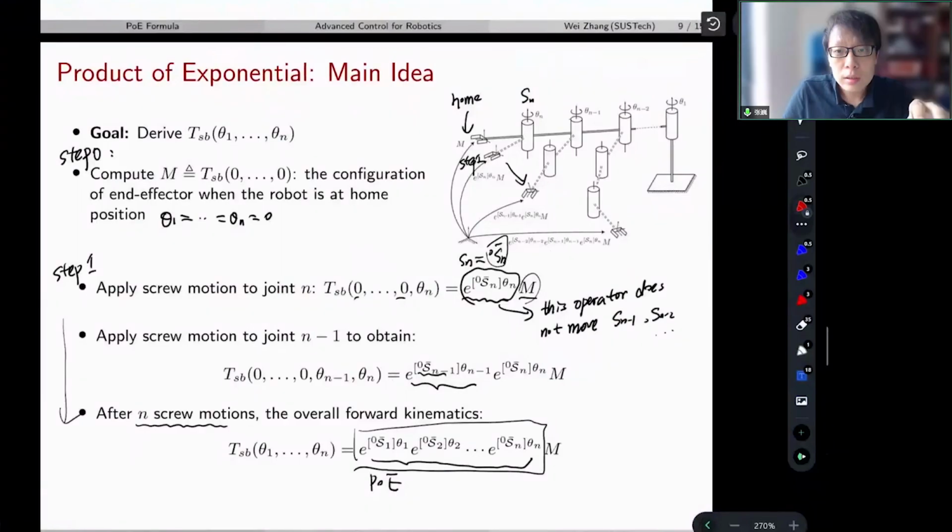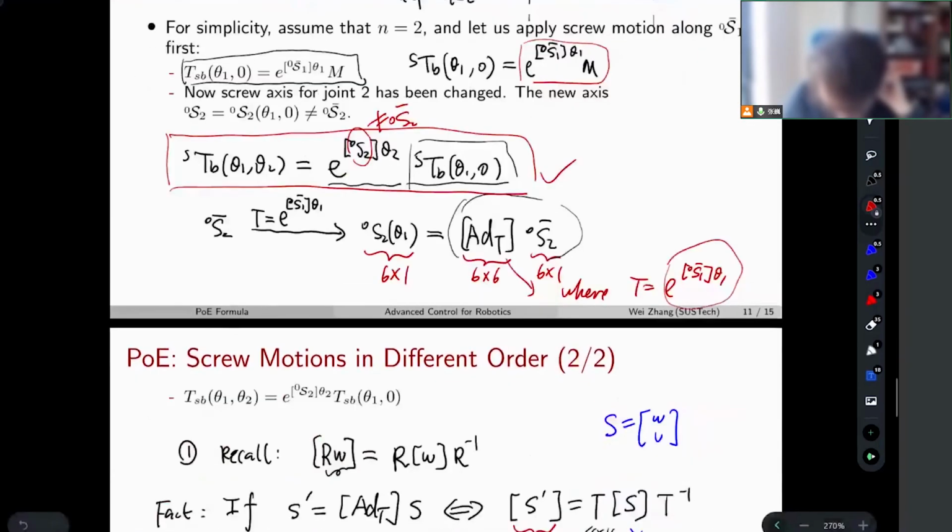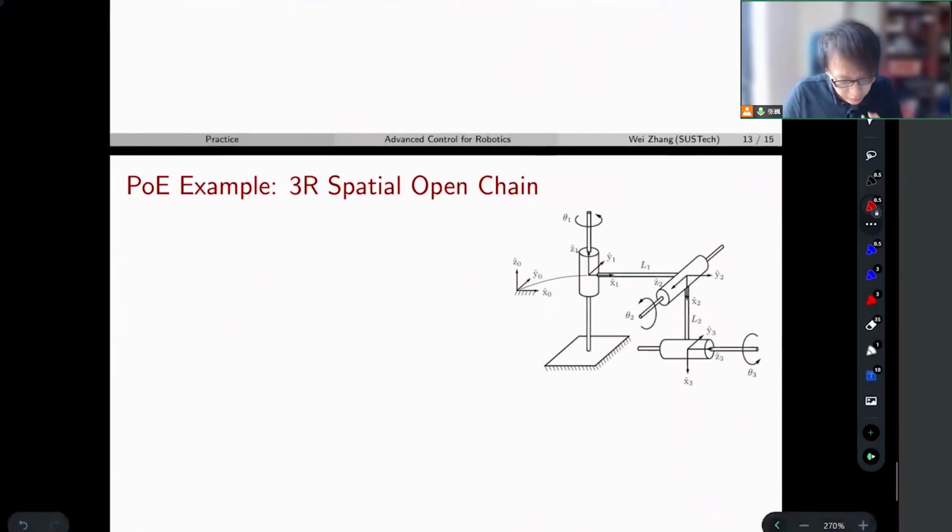Now we're done with the product of exponentials for robotic forward kinematics. It's very simple. In order to compute this formula, all you need is to find the screw axes at home position, that means S1, S2, up to Sn bar, when all the joints are 0. Then the formula can be written down immediately. I won't go over this example again, so this becomes your homework.